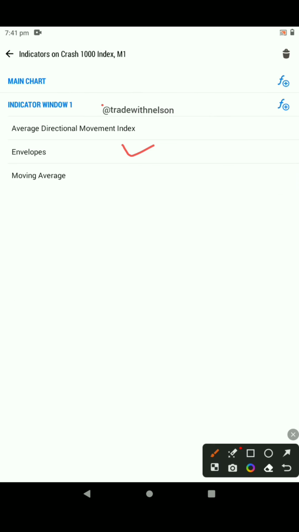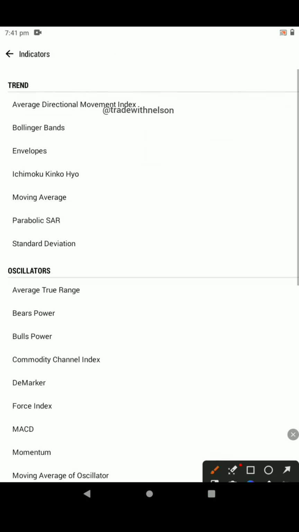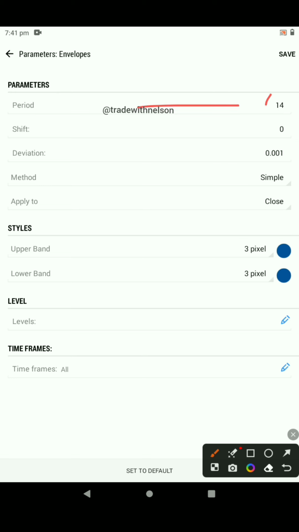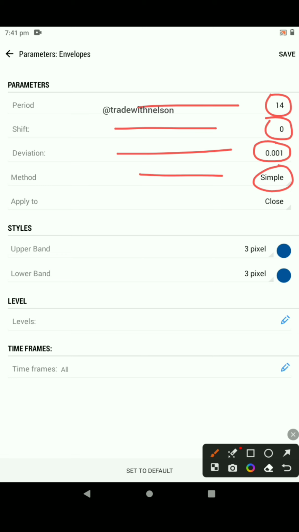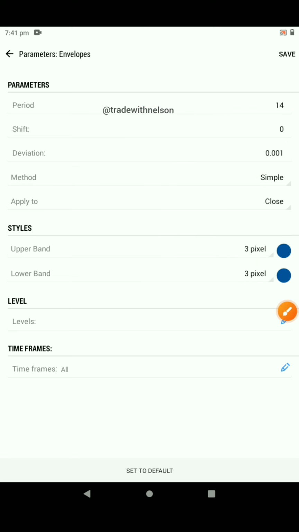To select the envelopes, click on the F icon on indicators Window 1. This is envelopes. Click on that. Make your period 14, shift 0, deviation 0.001. Method simple. Apply to close. Upper band and lower band, make it 3 pixels and select a color of your choice. After that, click on save.